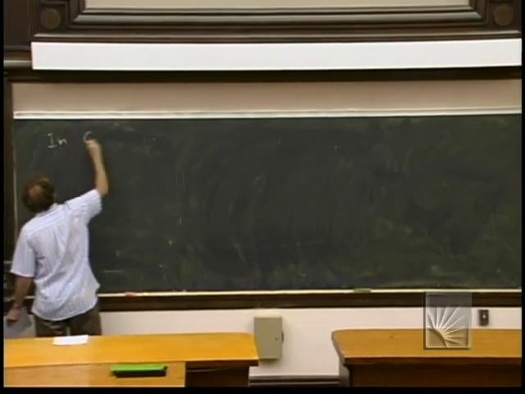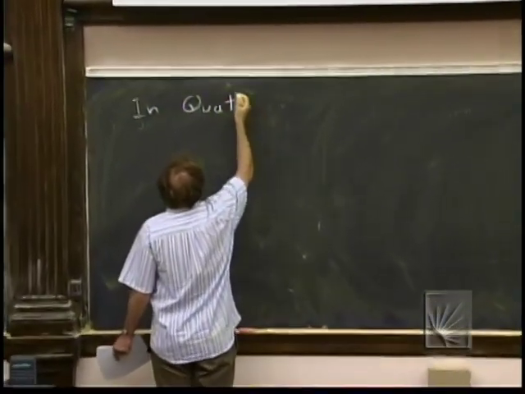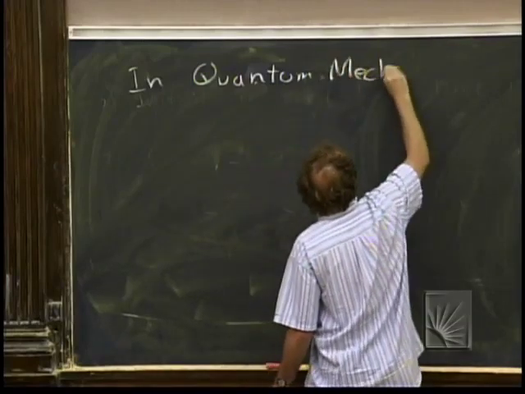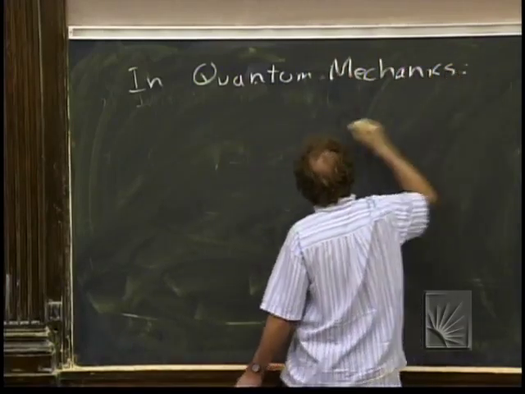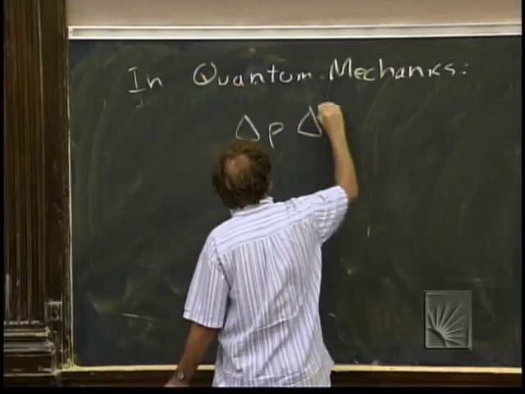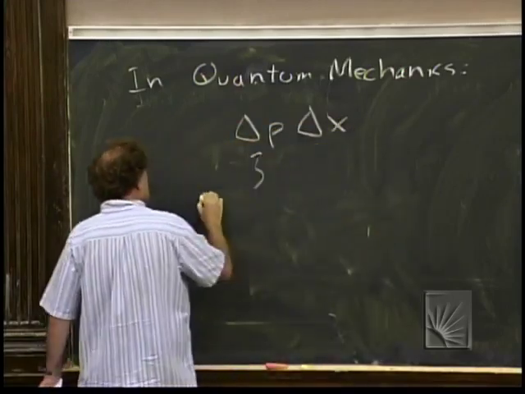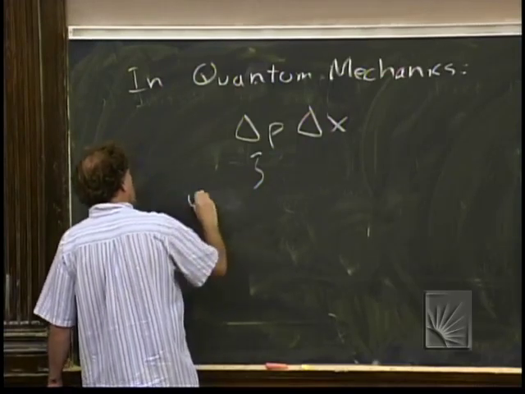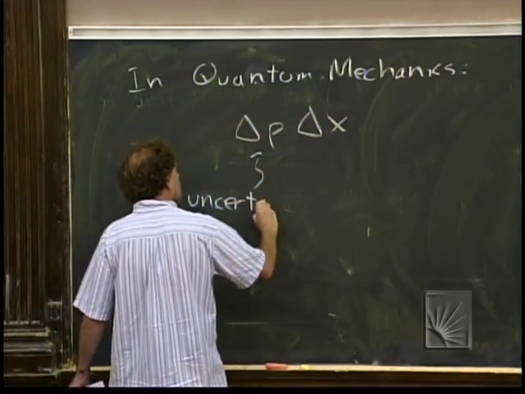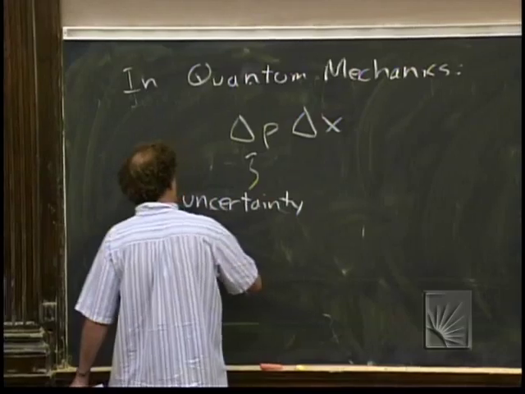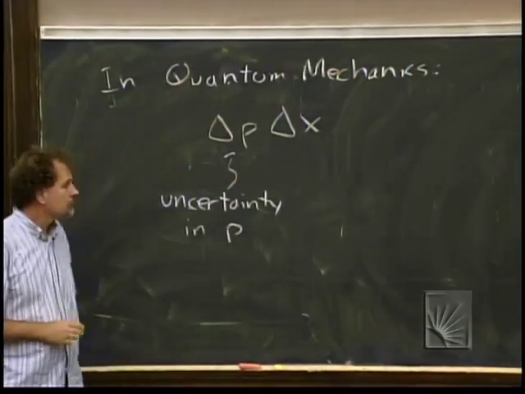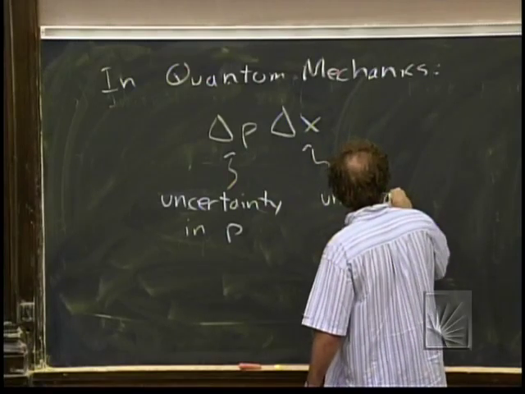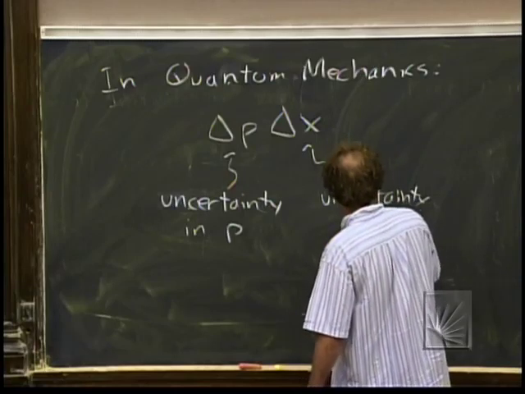So in quantum mechanics, this is a generic feature. Delta P, this is usually called the uncertainty in P, which is momentum. And similarly, this is the uncertainty in position.